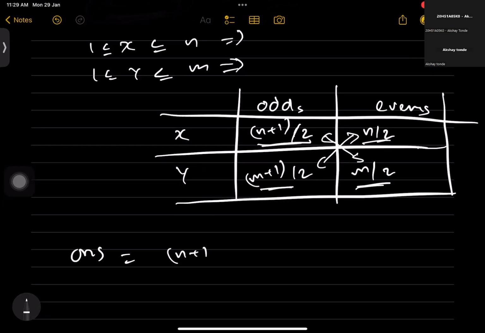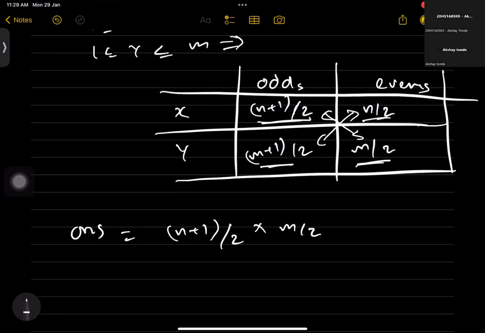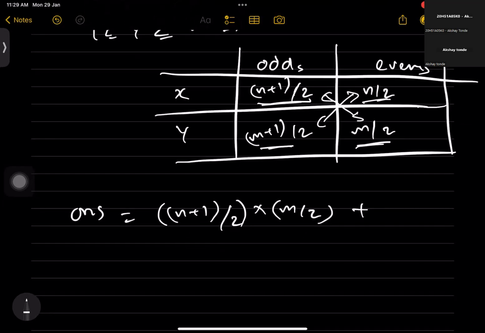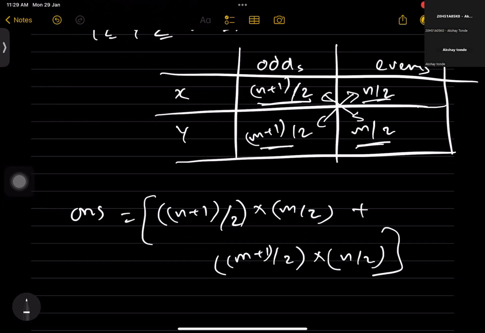(n plus 1) by 2, into m by 2. Okay. I haven't mentioned brackets yet. Fine, I will mention brackets as well. Plus, we'll get (m plus 1) by 2, into n by 2, right? So this will be our final answer, okay? This entire equation will be our final answer. It's a very simple question. Just the understanding of the question is a little tricky, but the solution is very simple.